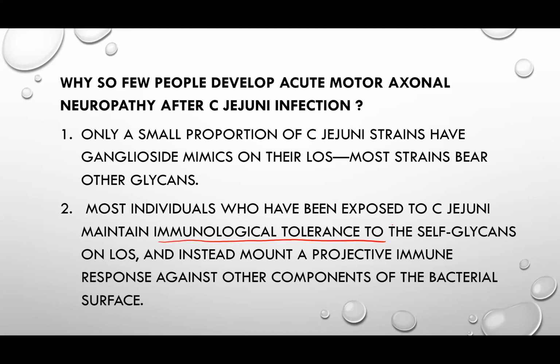These are the two mechanisms. One, the LOS types present on the C. jejuni mostly are not the same as the glycans on the gangliosides. Mostly. That is one reason. Second thing is, even if the LOS are the same as the glycans on the nerves, still the body tries to ward off the autoimmunity by a mechanism called immunological tolerance.